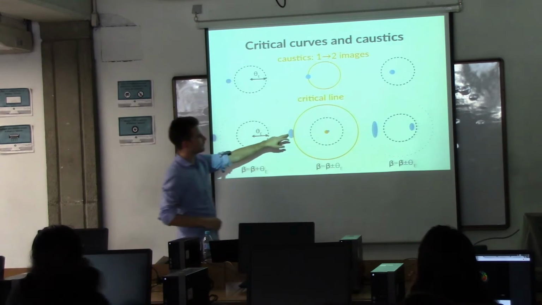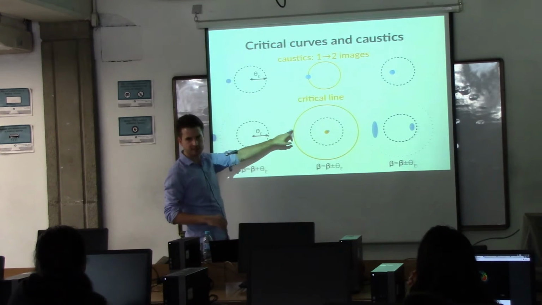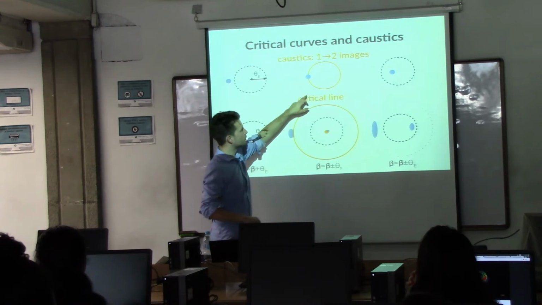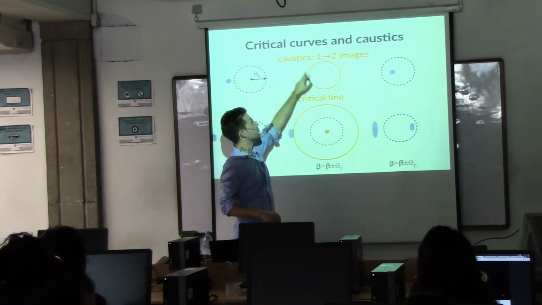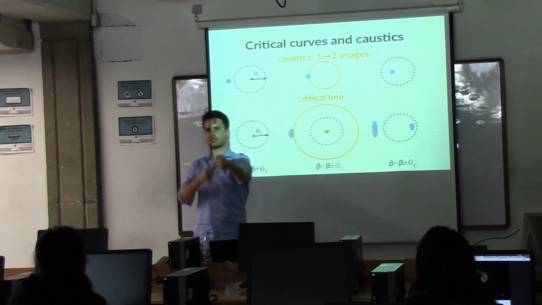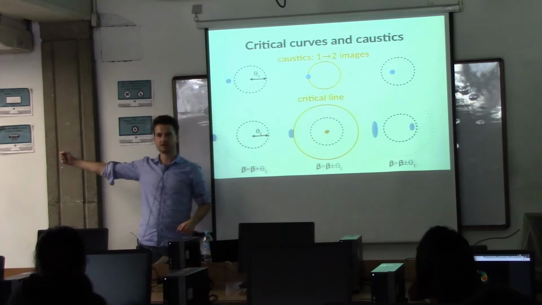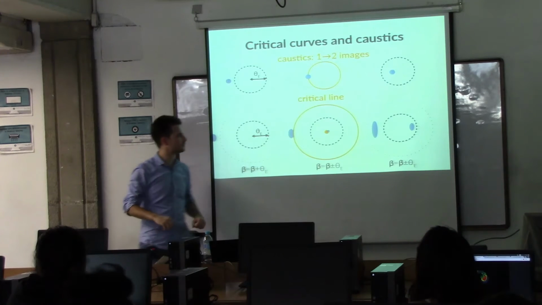We call this line, where we go from one image to 2 images, the critical line. And the corresponding positions of the source in the source plane are called caustics, which is where the behavior of your lens and image configuration changes. You go from having one image on the outside to suddenly a second image appearing close to your lens.